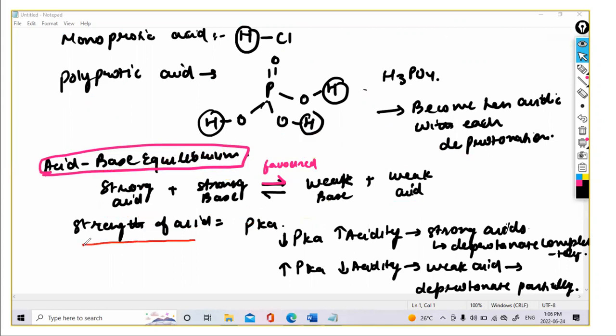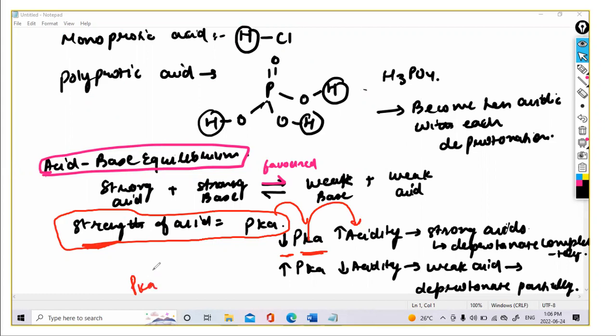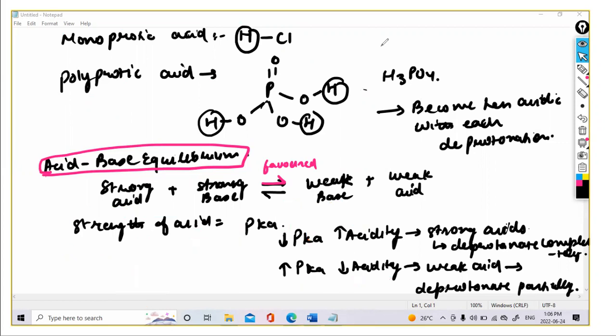Now, how do we decide the strength of an acid if we have to look into the calculation? pKa is the measure to do that. If pKa is less, then it is more acidic. It is a reciprocal relationship. The smaller the pKa value, the more acidic it is in nature, and the larger it is, the less the acidity. Okay.